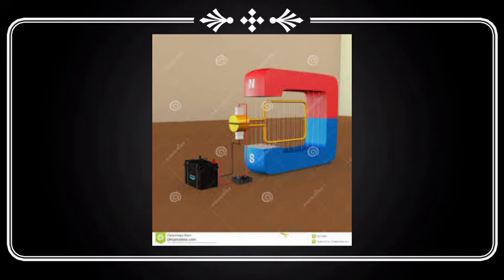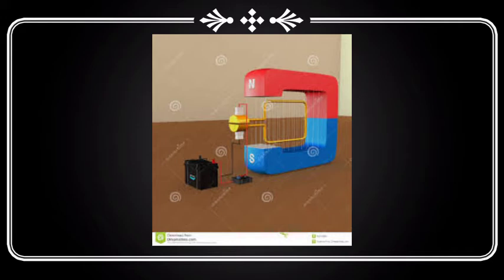According to this principle, whenever the magnetic field around a conductor changes, a potential difference is generated across the conductor. The field around the conductor can be changed in two ways. If the conductor is stationary and the magnet is rotating, or the magnet is stationary and the conductor is rotating or moving, the field around the conductor changes. Thus, in both these cases, a potential difference is created across the conductor.